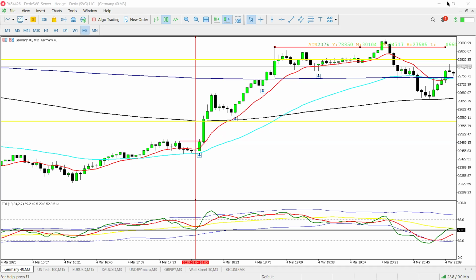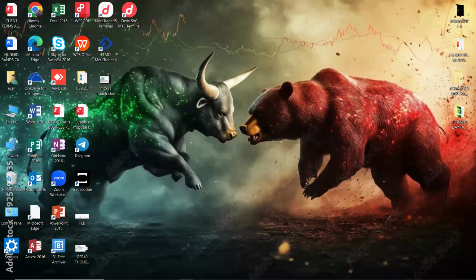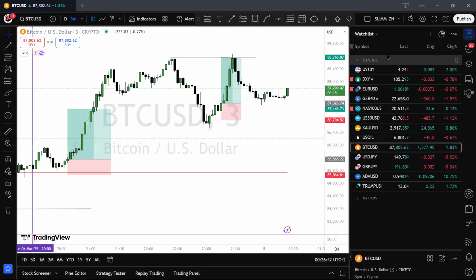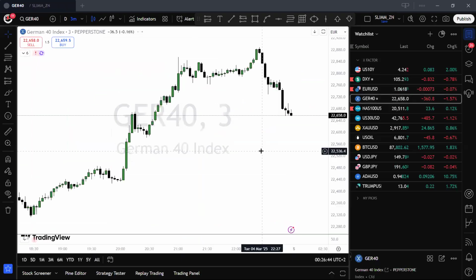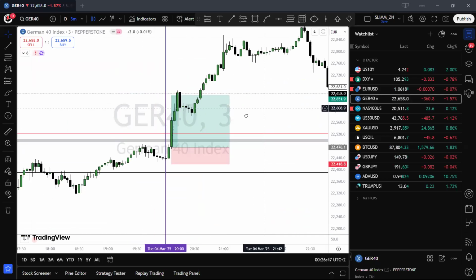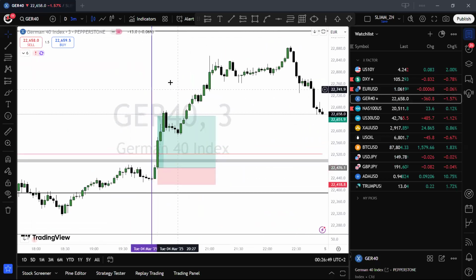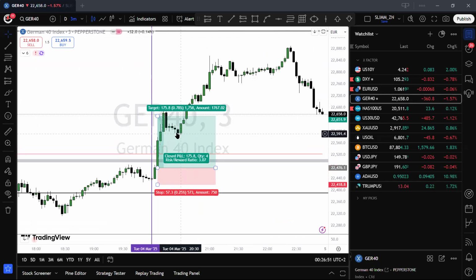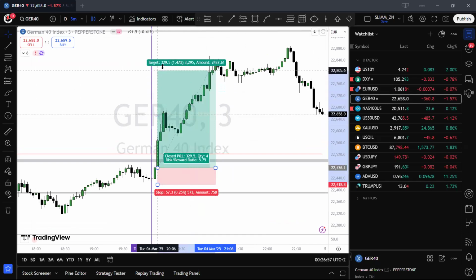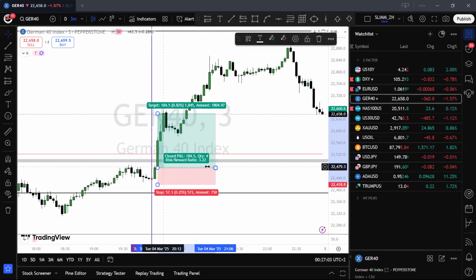So from here, I'm just going to jump to TradingView so that I can show you German 40. Here, I'll just pinpoint the entry. You see, this is where I test the system. Most of the risk to reward ratios are 1:3, but on most of these setups it actually exceeds 1:3. So our 1:3 is our default risk to reward ratio.